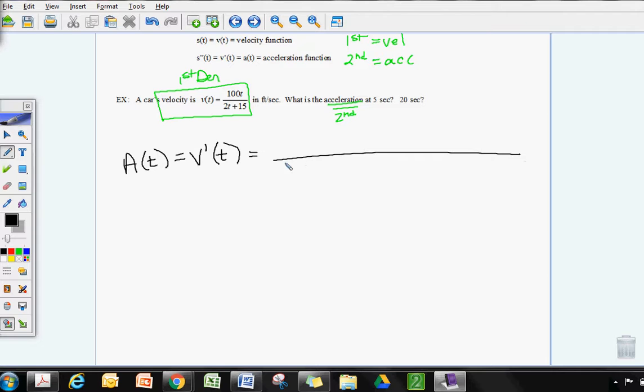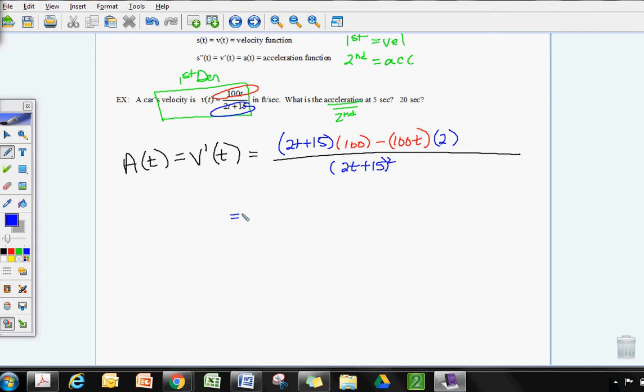Guess what we get to sing today? Low d high minus high d low. Square the bottom and away we go. Again, blue's on the bottom, red is on the top. So here we go. My low is 2t plus 15. D high, derivative of the top, is just 100. Subtract the top, 100t, times the derivative of the bottom, which just turns out to be 2.